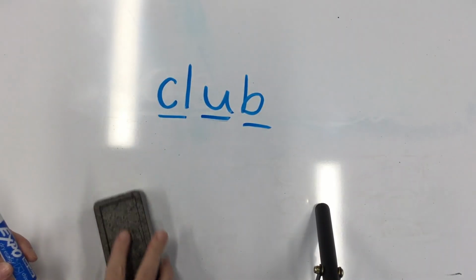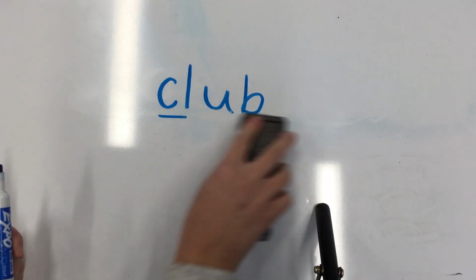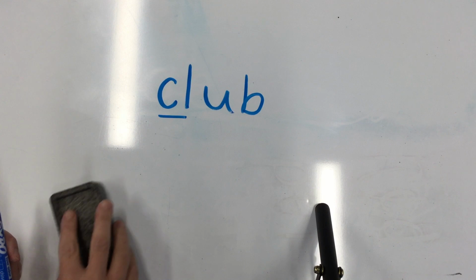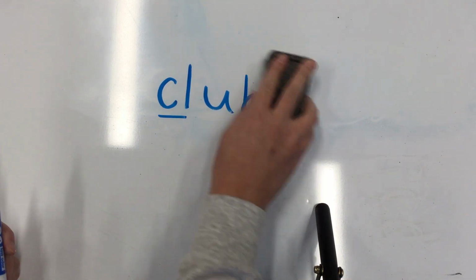So for the past couple of weeks, we've talked about beginning consonant blends where they come at the beginning of the word. But this week and next week, we are going to talk about final consonant blends or ending consonant blends. It's the same thing. Final and ending mean the same thing. It comes at the end of the word.